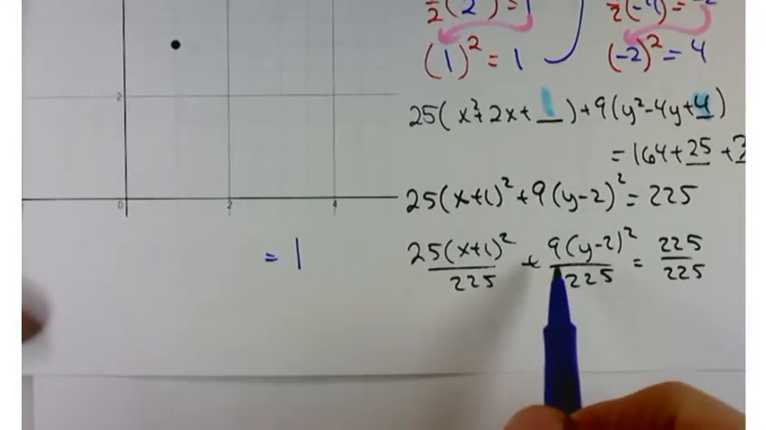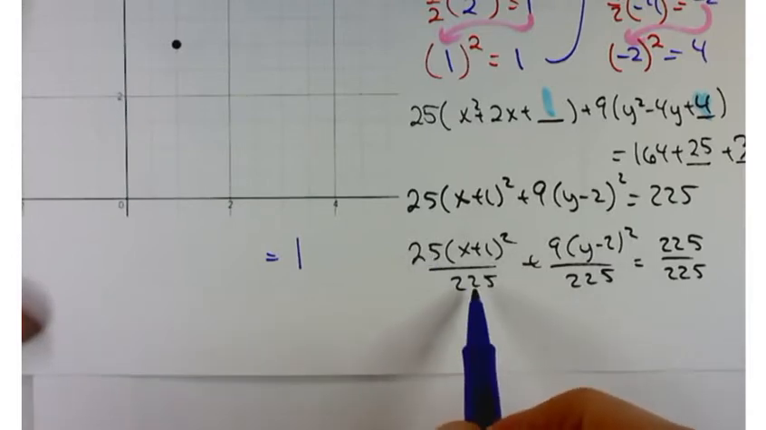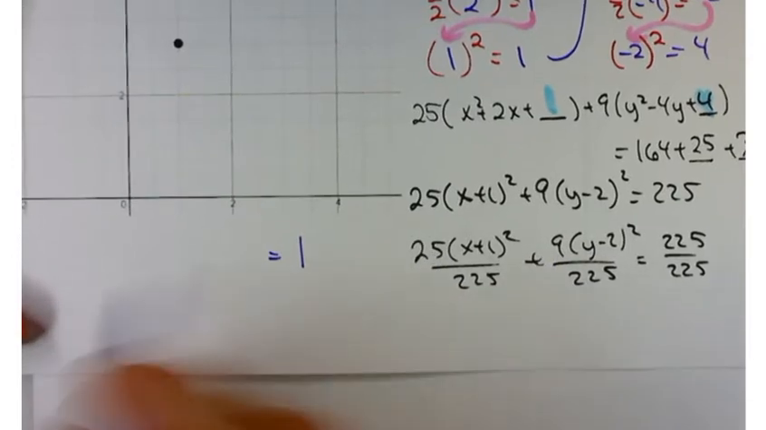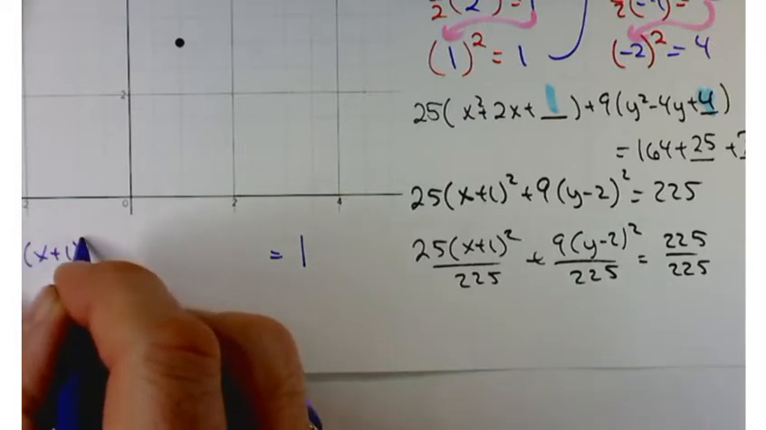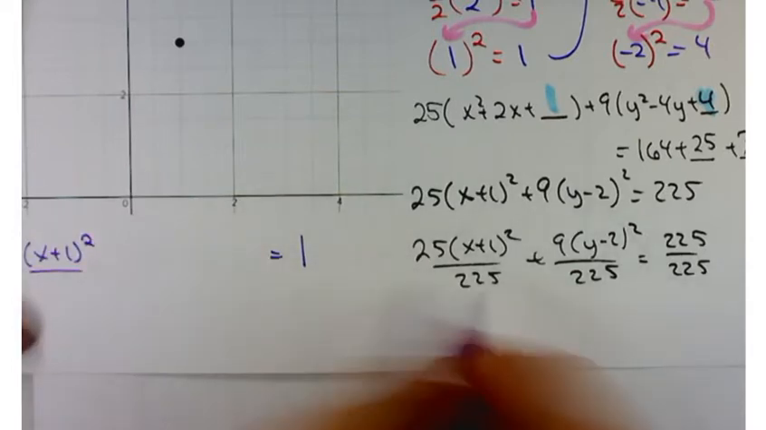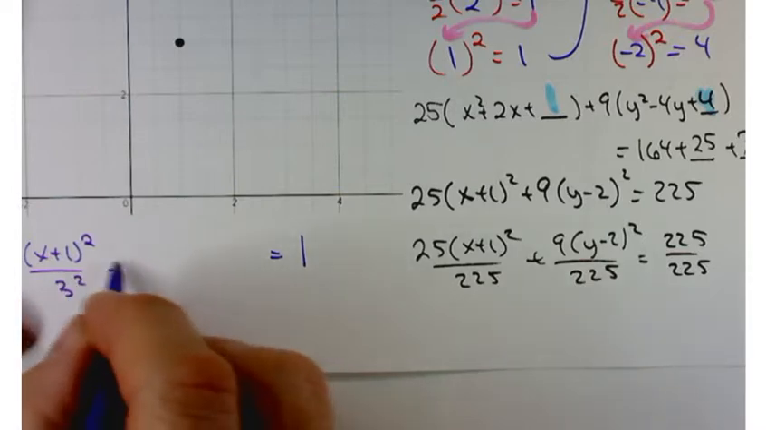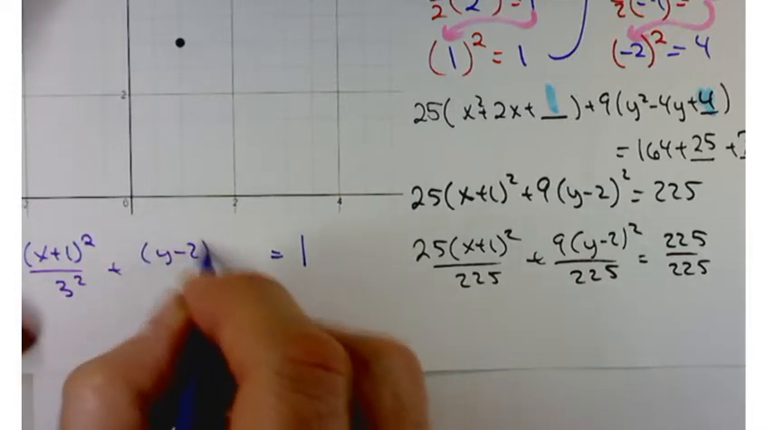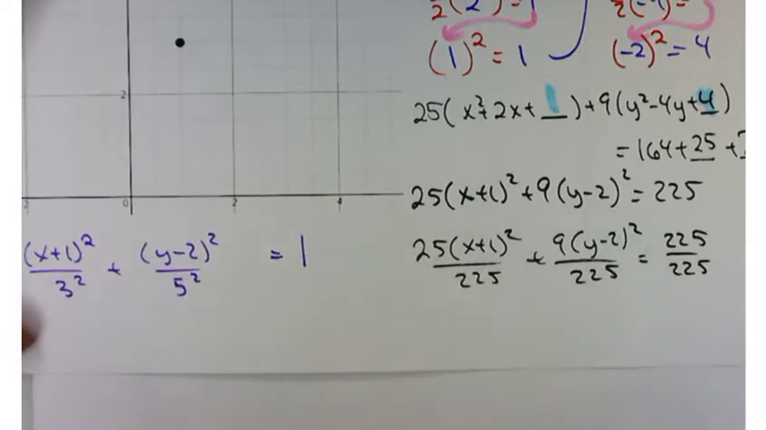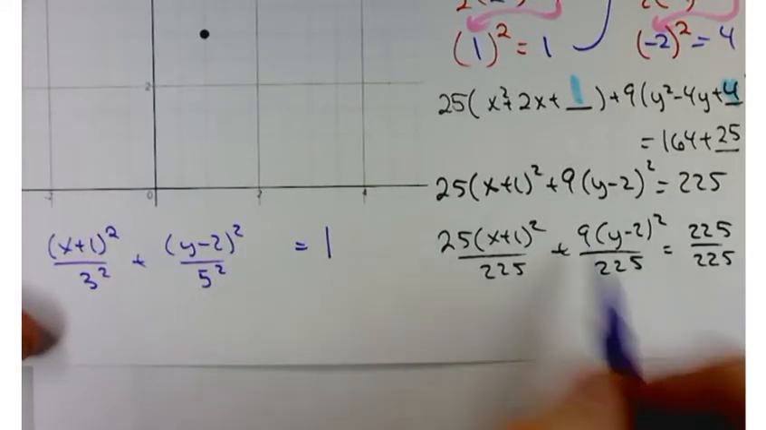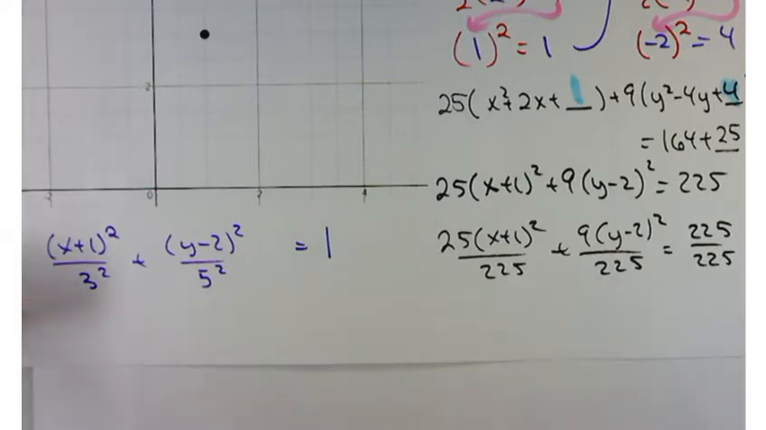On the left-hand side, the 25 goes into 225, and the 9 goes into 225 nice and evenly. Let's just cut to the chase. This is going to be x plus 1 squared over 3 squared plus y minus 2 squared over what? 5 squared. Because 9 goes in there 25 times, or basically 5 squared.